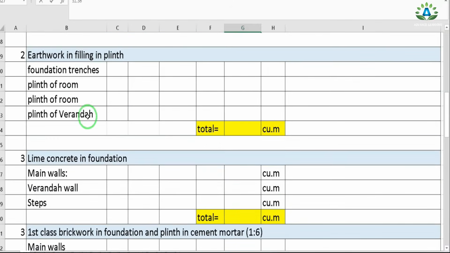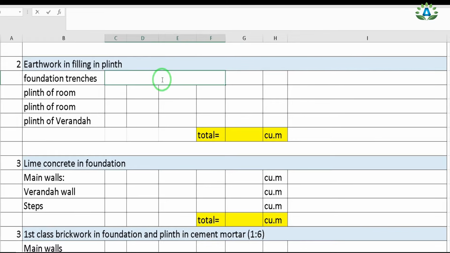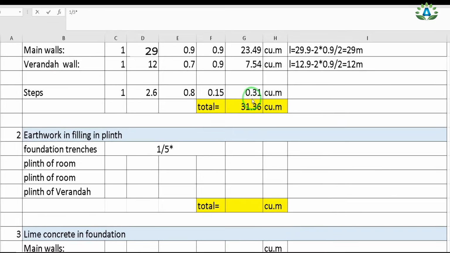Now our next step is to do this earthwork in filling in the plinth. And we consider that this foundation trench equals 1/5 of total of the excavation, in which total quantity of this excavation is 31.36 cubic meter. So we get 6.27 cubic meter.